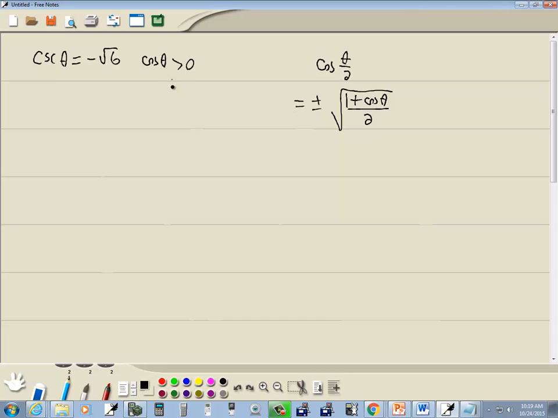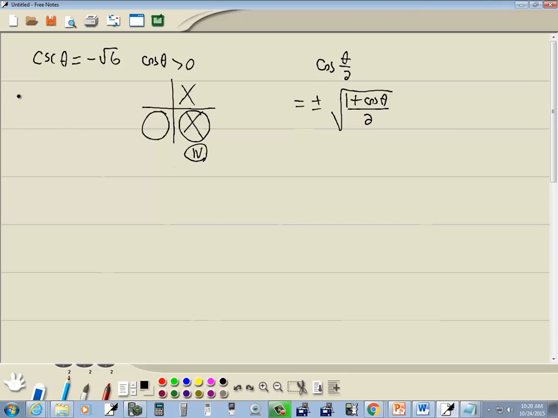Let's first determine our quadrant. Now it tells us that cosecant is negative square root of 6. Cosecant is r over y, so it basically tells us y is negative. Well, y is negative in these two quadrants. They're saying cosine is greater than 0. Cosine is x over r, so they're basically saying x is greater than 0. X is positive in this quadrant and this quadrant. So where they're both true is quadrant 4. So that's the one we're working with.